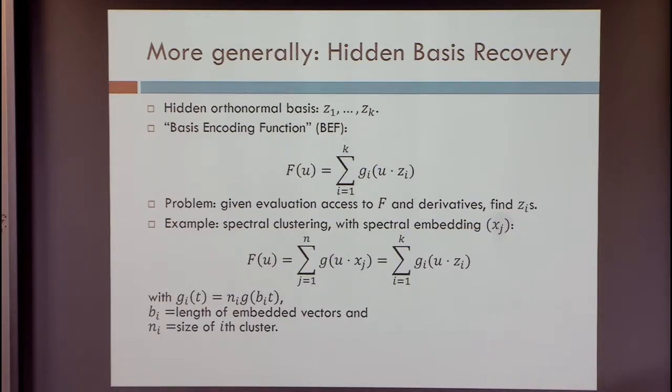And the problem is, given evaluation access to f and possibly a few of its derivatives, find this hidden basis, the vectors zi.